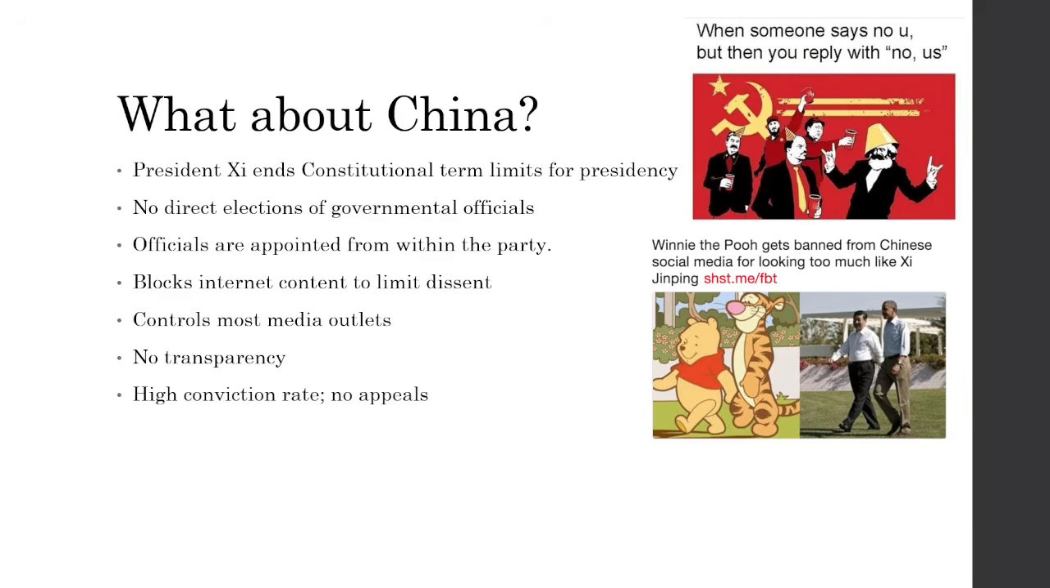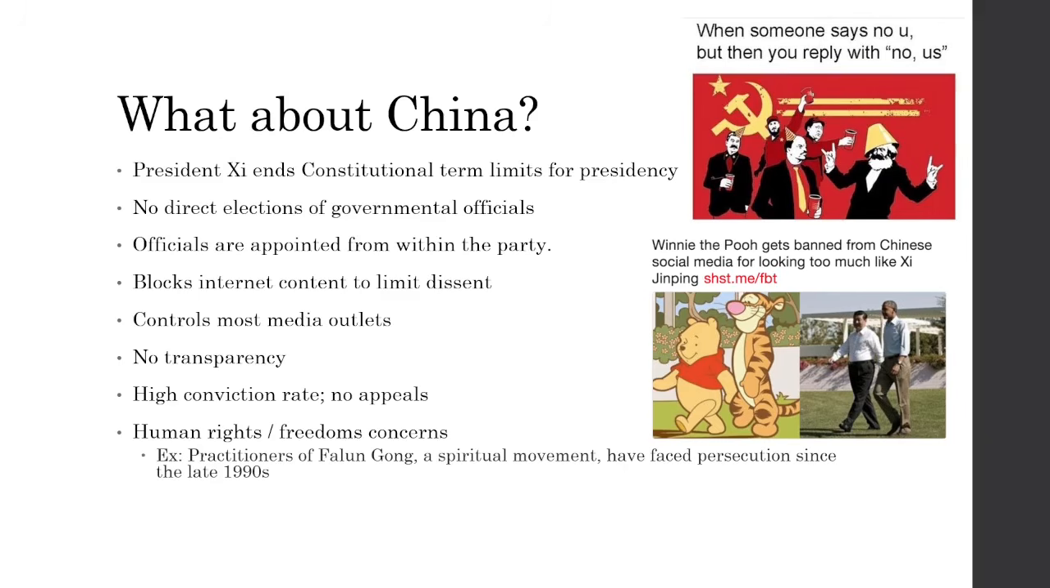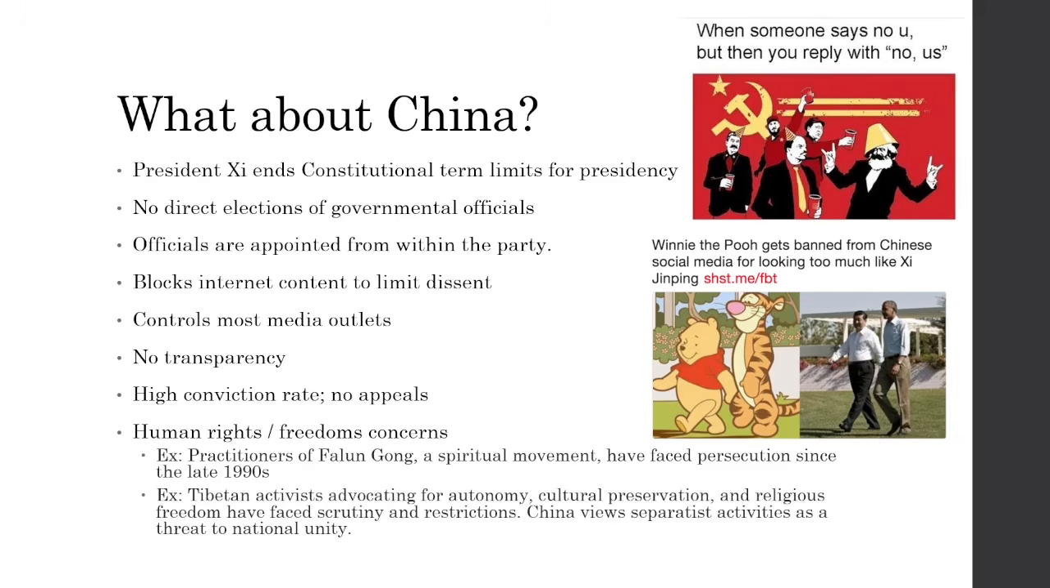They have a very high conviction rate with no appeal. So if you get sent to a concentration camp, well, you're kind of stuck there. And there's been concerns over human rights and freedoms in China as well. Particularly these minority groups, especially the religious groups, they've been known to be placed in these very dangerous concentration camps or just being killed. So here's an example. Practitioners in Falun Gong, which is a spiritual movement, have faced persecution since the late 1990s. And then Tibetan activists advocate for autonomy, cultural preservation, and religious freedom. But they face scrutiny and restrictions under the Chinese government for their advocations.